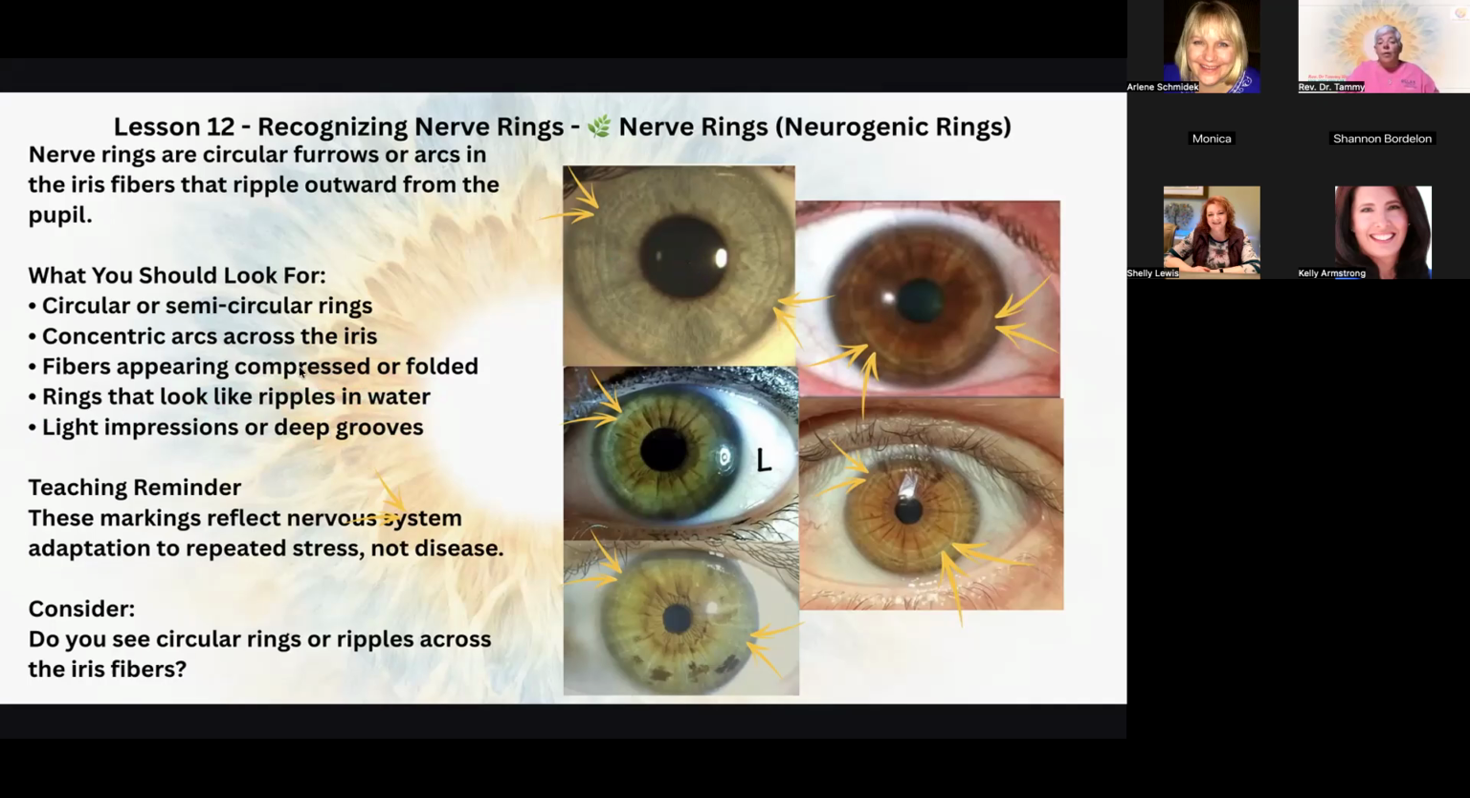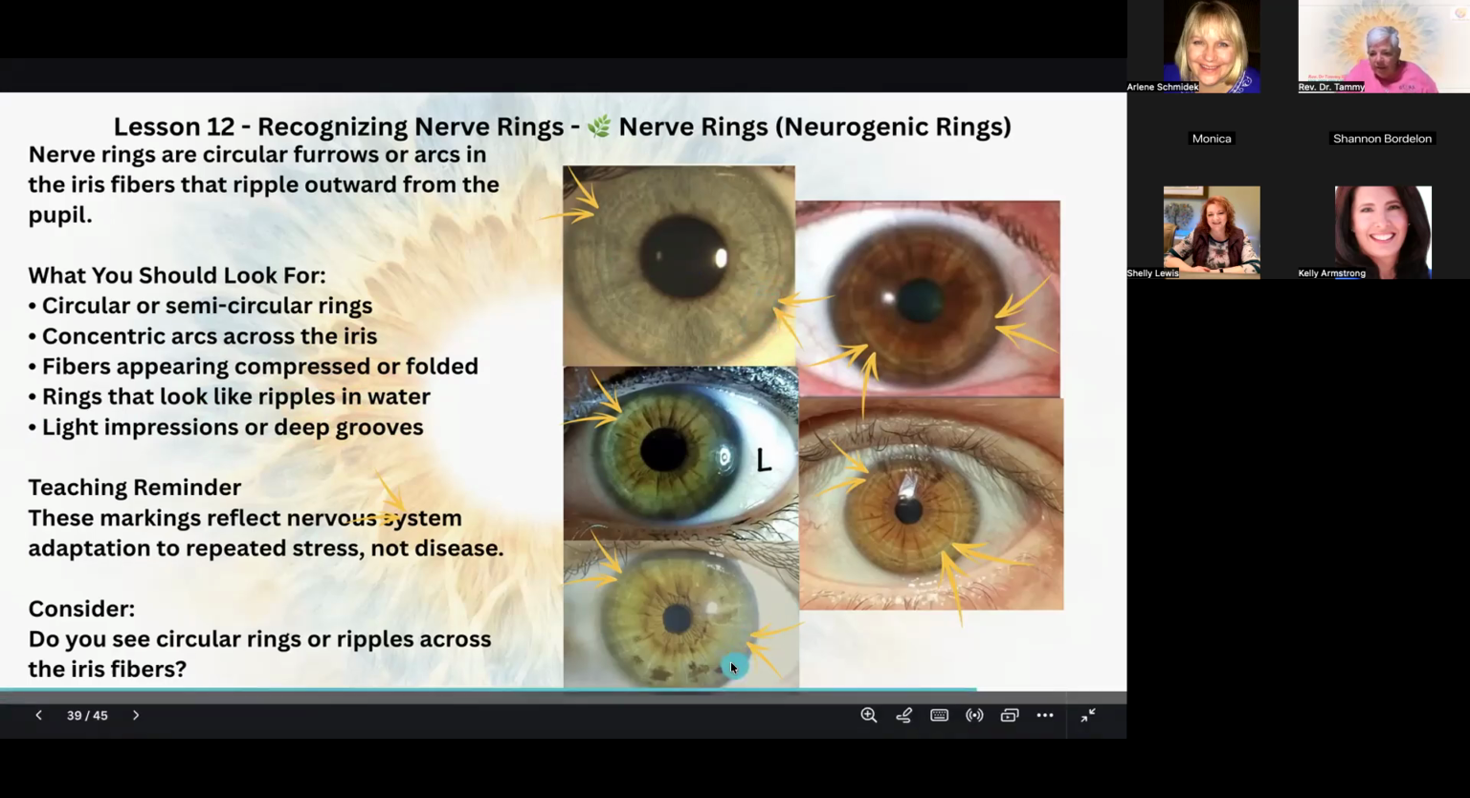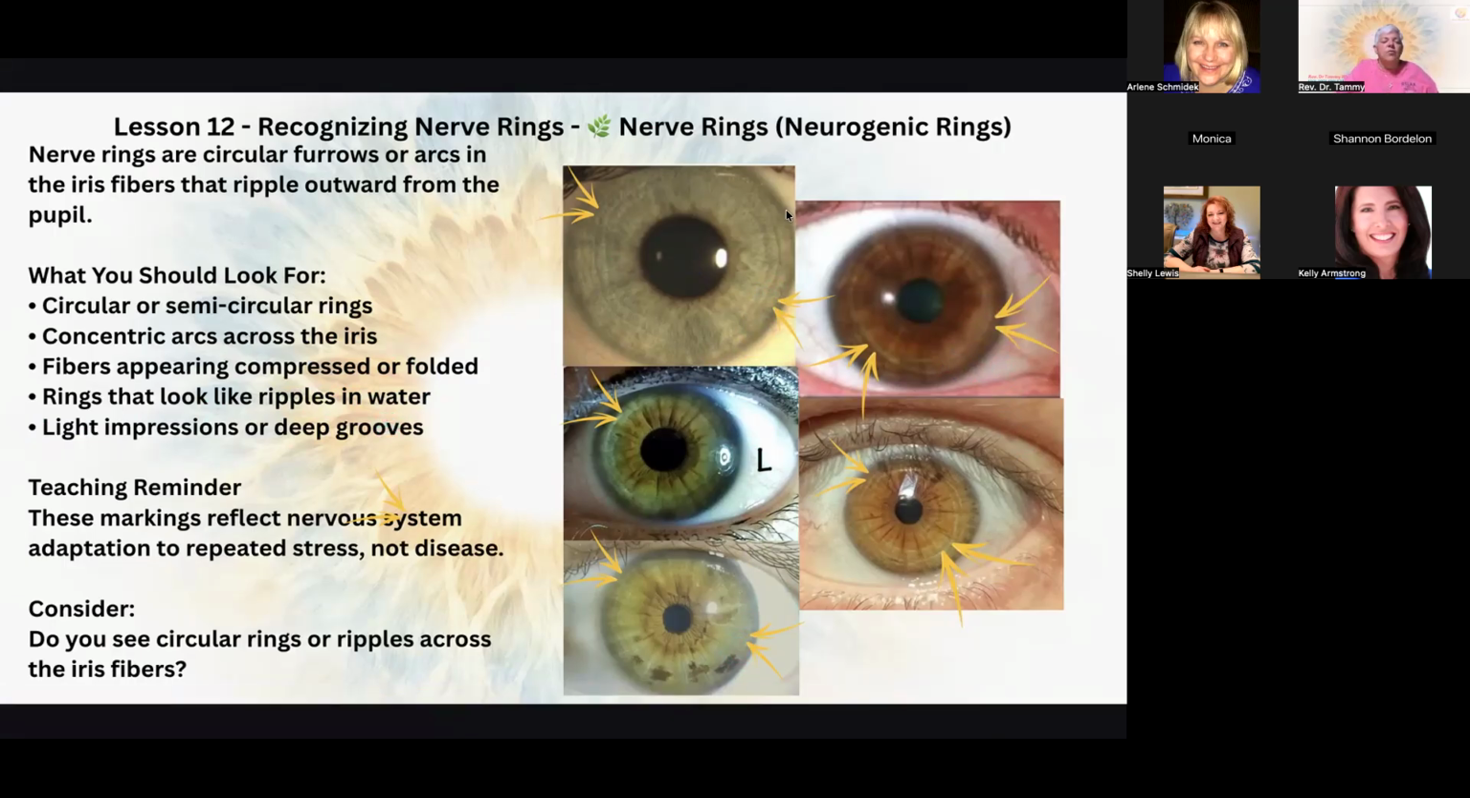Do they look like ripples in water? Like this one here kind of looks like there's some ripples in water. Down here looks like ripples in water. Same here. What is it telling you? Those ripples are stress patterns, that are just, they're hanging on. They're light impressions or deep grooves. These are the things that you want to look at on all of it. Are they smooth? Do they go all the way around?